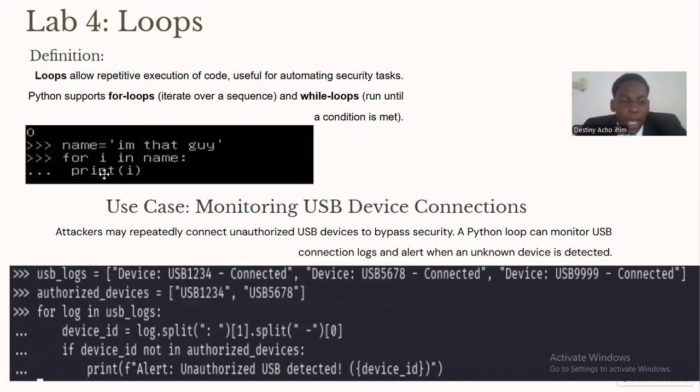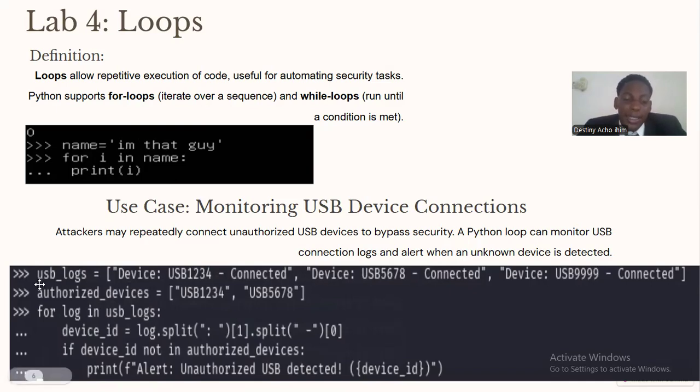We say print I, and this will loop through everything and it will print all the characters one by one, including the spaces. Now, the use case: monitoring USB device connections. Attackers may repeatedly connect unauthorized USB devices to bypass security policies. A Python loop can continuously monitor USB connection logs and raise an alert when an unknown device is detected. By automating this process, security teams can ensure that unauthorized devices do not go unnoticed.